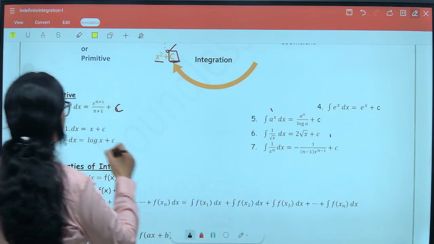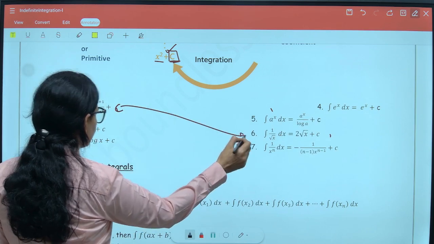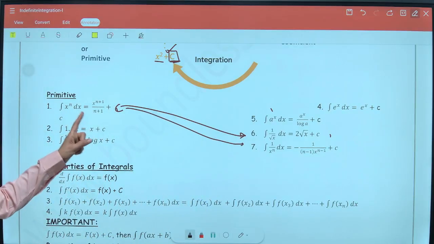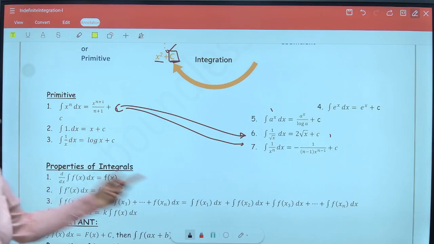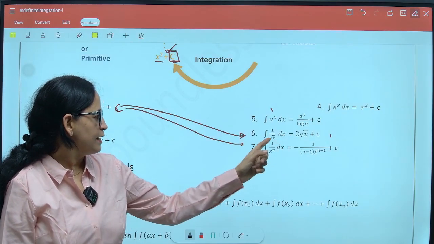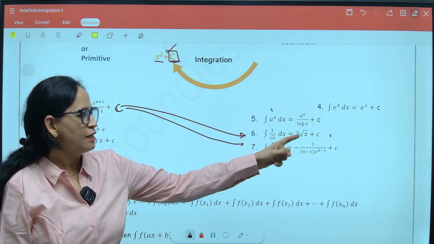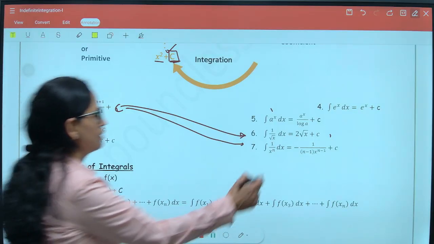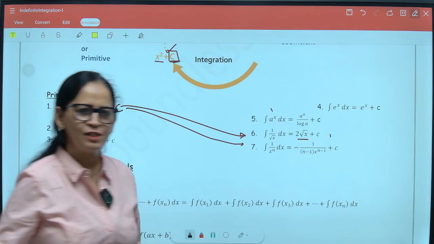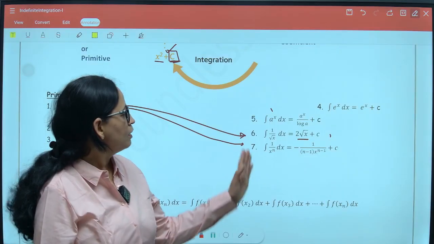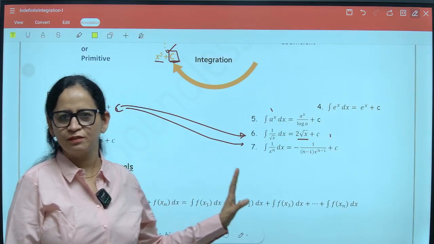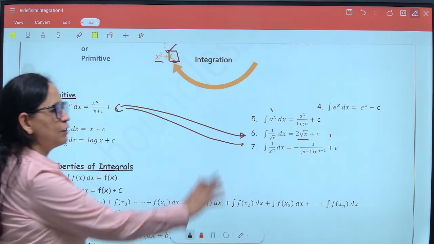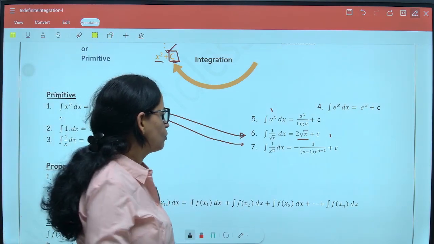Now if you look at these functions, they are all derived from the basic function, that is x to the power n. So if you can remember this, x to the power n plus 1 upon n plus 1, then 1 by square root x is x to the power minus half. Minus half plus 1 becomes half, and the denominator half goes to the numerator, so it becomes 2 square root x plus c. As you practice these questions, you will anyhow remember these integration formulas, the primitive integrations. It's always good that you remember them so that you save time while solving questions.